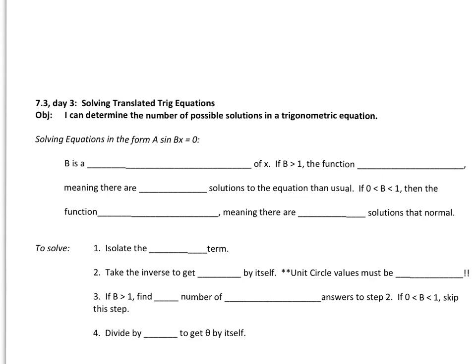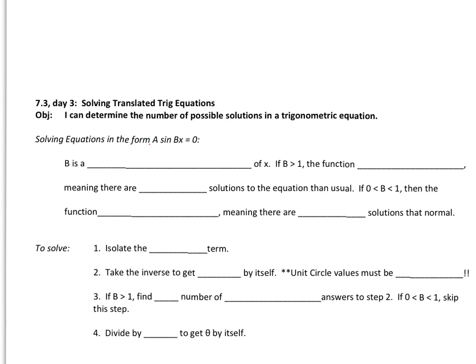The last lesson in Chapter 7.3 is going to be Day 3, Solving Translated Trig Equations. In this lesson, we'll take a look at a coefficient in front of our variable that we're solving, and this will give us more solutions or fewer solutions depending on the type of coefficient we're working with. It says solving equations of the form a sine bx equals 0.